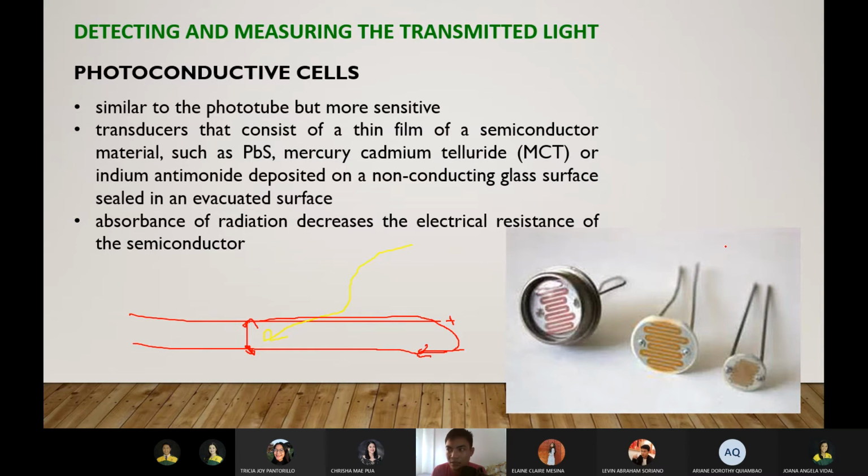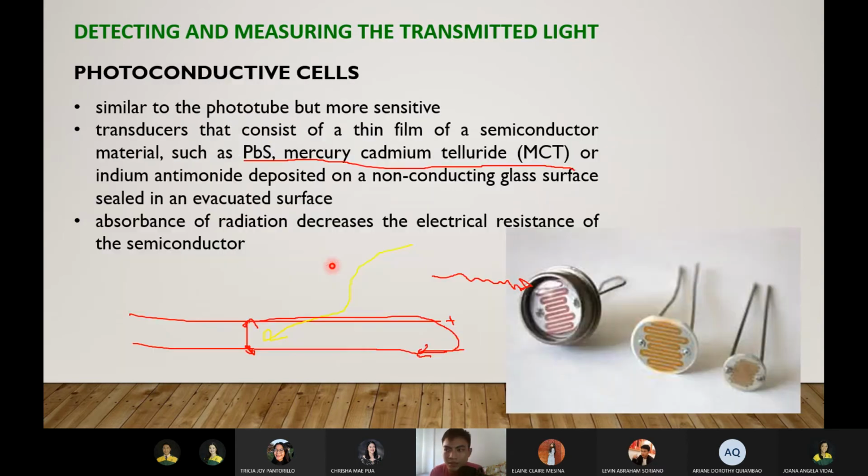Ganito yung ginagawa dito sa photoconductive cells. No? So basically, you will have a light that will hit that semiconductor there. So ito yung mga semiconductor, lead sulfide, mercury cadmium telluride. Pag tumama yung light dyan, yung electrons, magpo-flow siya. So ibig sabihin, na-convert niya yung light energy to electrical energy.